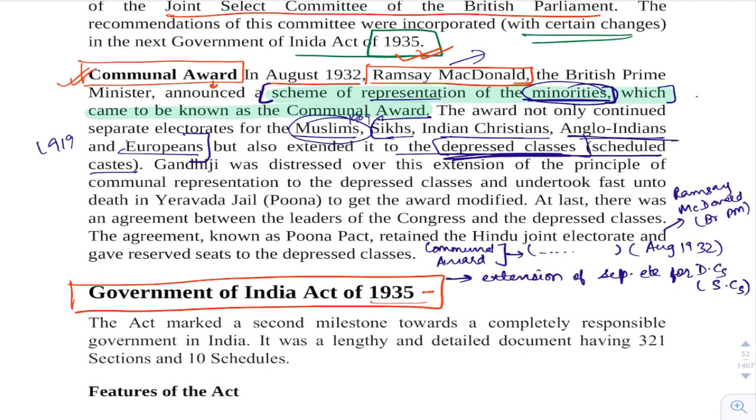Now Gandhi ji was distressed over this extension of the principle of communal representation to the depressed classes. Gandhi ji did not agree with this and undertook fast unto death in Yerwada jail, Pune, to get the award modified. So we can write Gandhi ji sat on fast against it. ठीक है. So you will say, so fast unto death, ये मतलब उसके implications हैं इस अवार्ड के. और ये डेथ फास्ट कहाँ पे हुआ, यरवदा जेल पुणे में.